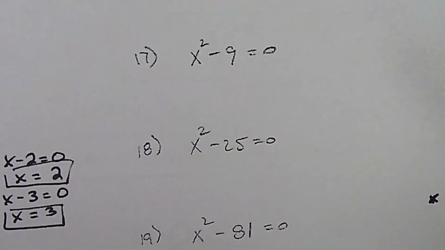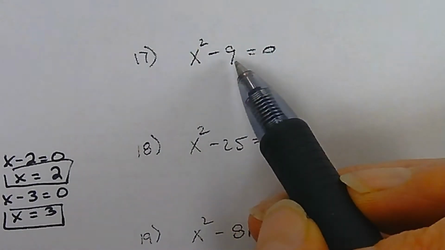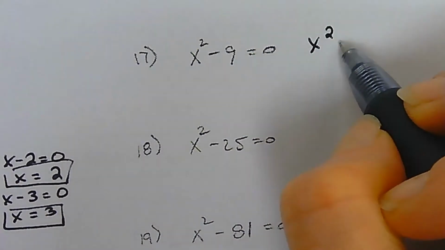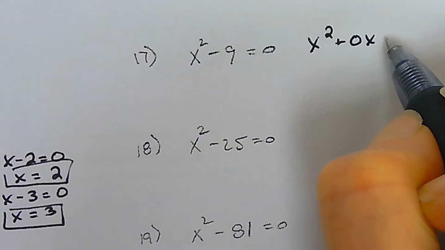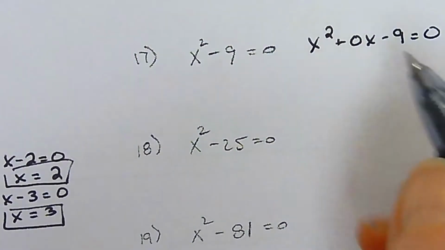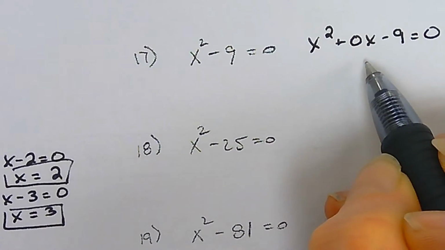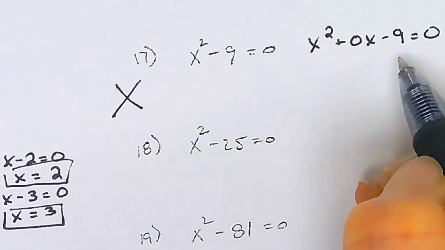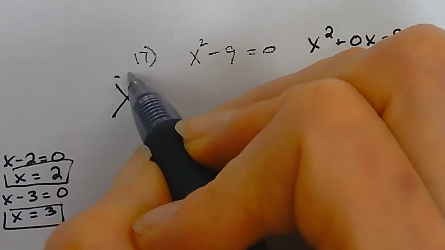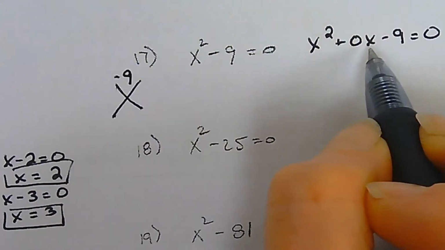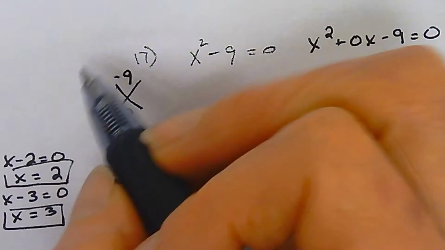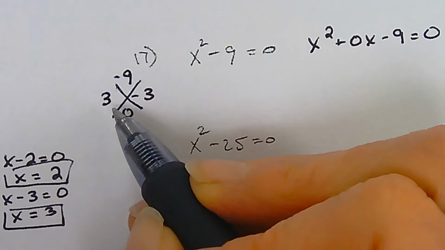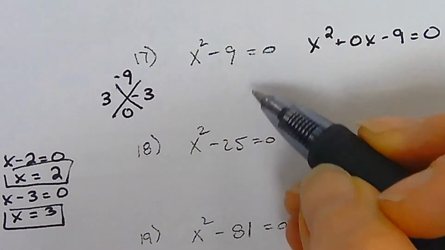Now number 17 can be factored by using a couple of different methods, but the one we used in class was to say, let's let the coefficient b be 0. So then when we make a diamond, we have 1 times negative 9 going here, and the b coefficient is 0. Solving for 3 and negative 3 here for our diamond. 3 plus negative 3 is 0.